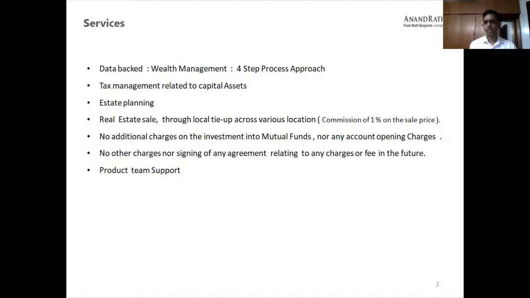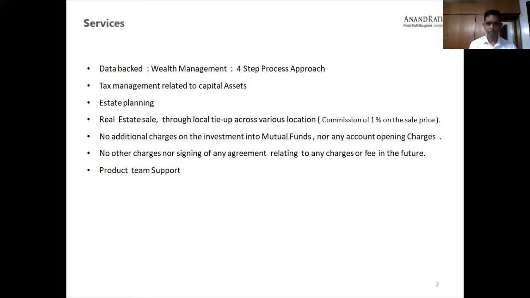Then, sir, there is no additional charge on any of our advisory services. We get our commissions through the investments that you route through us, and this commission is 1% of your investment value, which is paid to us through the fund houses. So there is nothing additional that we charge over and above the money that you're investing with us. Nor is there any kind of agreement or fee for the future that we would sign with us. The only thing we are comfortable signing is a non-disclosure agreement with regards to your financial information being shared, at any point in time, sir.